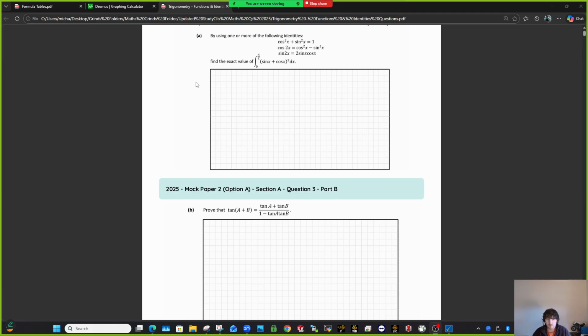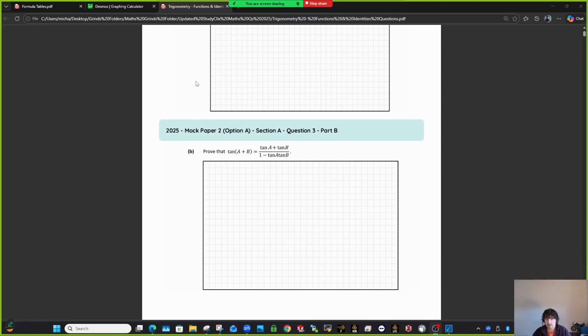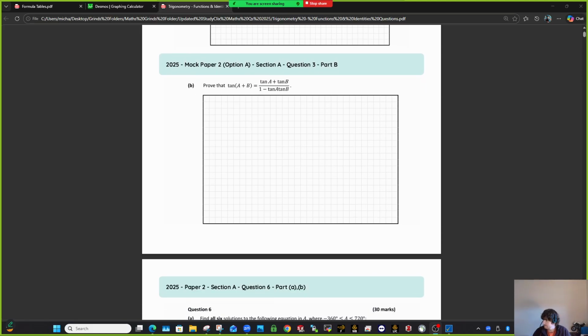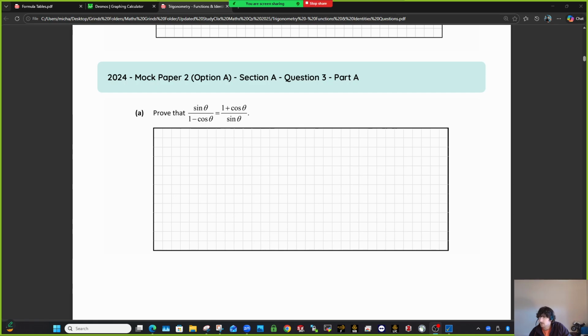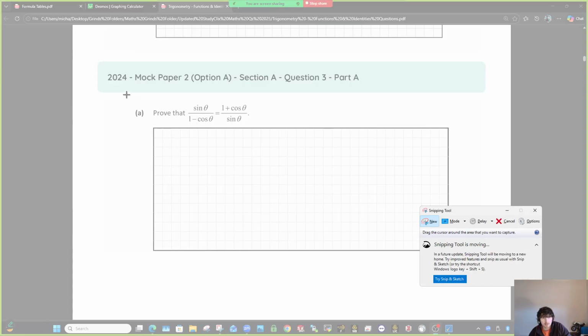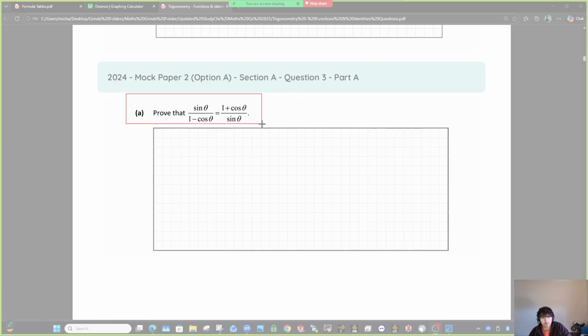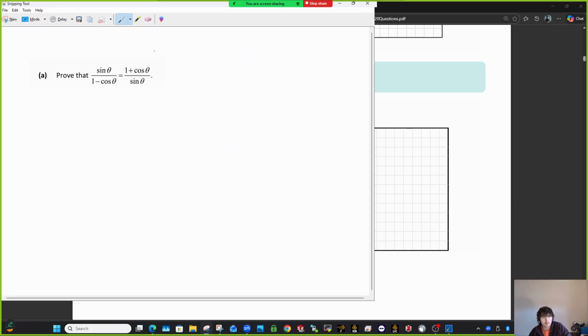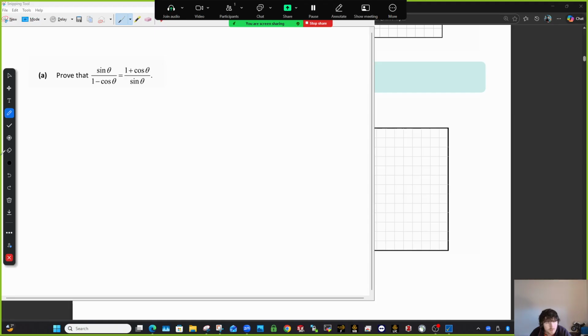Before starting them, you can pause the video and try them yourself and then watch me do them. Okay, so I've scrolled through here and I'll pick out some. I've identified this one here from a mock paper in 2024. So we're going to have a look through this and go about how we prove what they're looking for here.